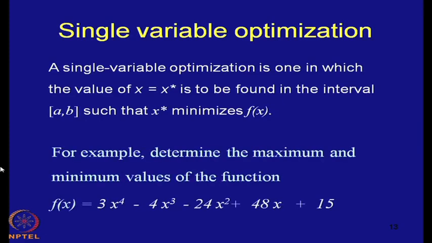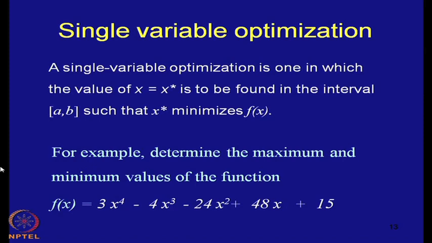Next, this is the formal definition of a single variable optimization problem. A single variable optimization problem is the mathematical programming problem in which only one variable is involved and the value x equal to x star is to be found in the interval a to b, which minimizes the function f x. For example, we can determine the maximum and the minimum value of the function f x equal to 3x to the power 4 minus 4x cube minus 24x square plus 48x plus 15.